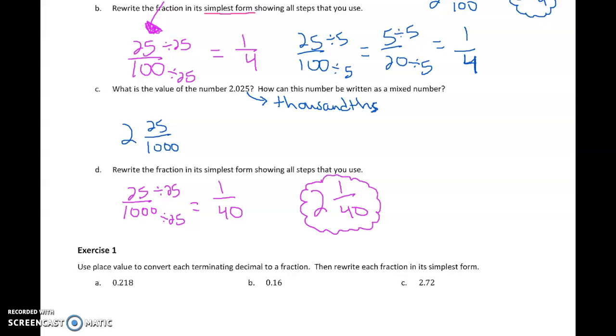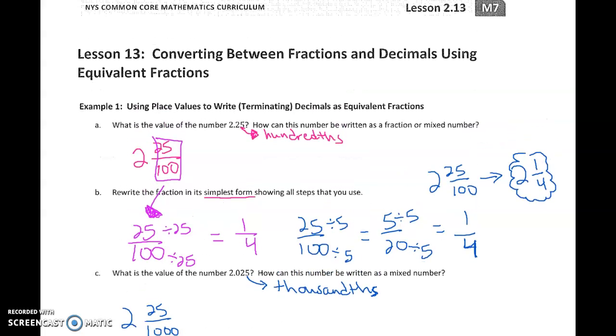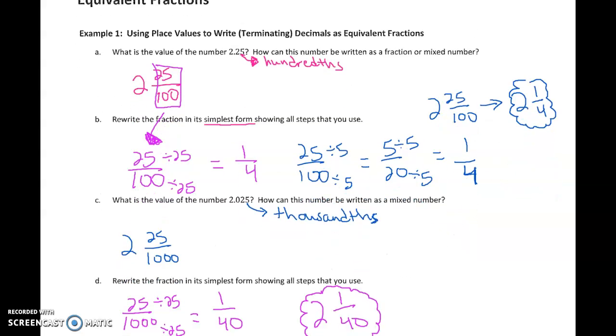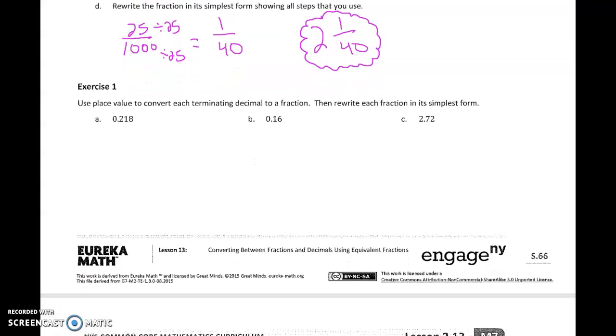So when we have a terminating decimal, it makes it easier for us to write it as a fraction. And again, the whole goal of this lesson is to convert between fractions and decimals. I'm going to show you another method in the next video, but the equivalent fractions makes it a little easier. So let's look at a few examples. Use place value to convert each terminating decimal to a fraction. Then rewrite it in its simplest form.